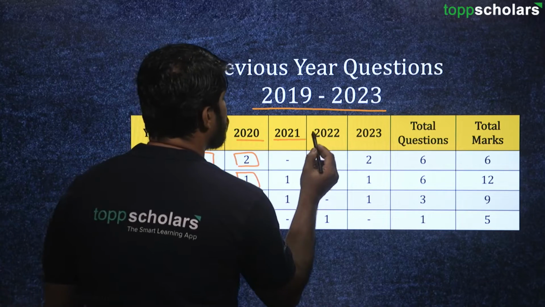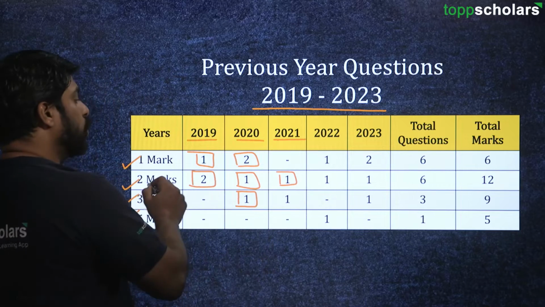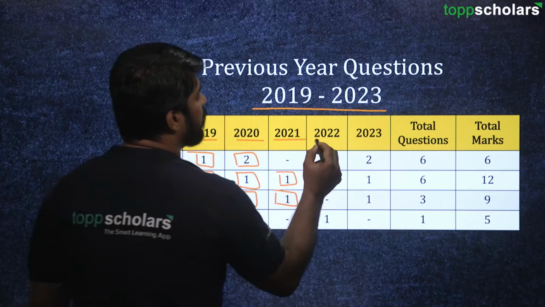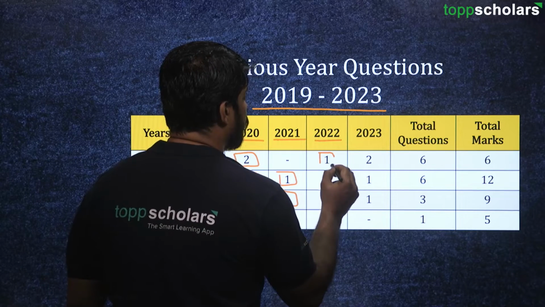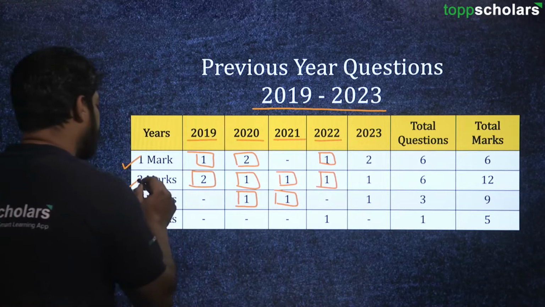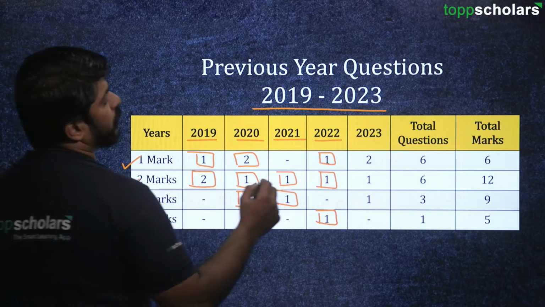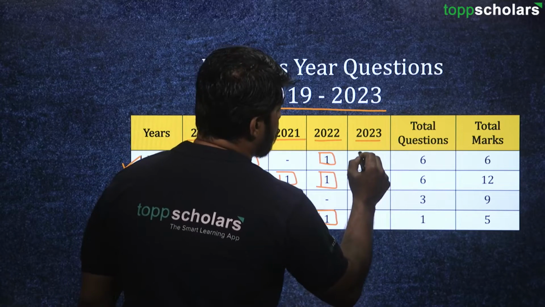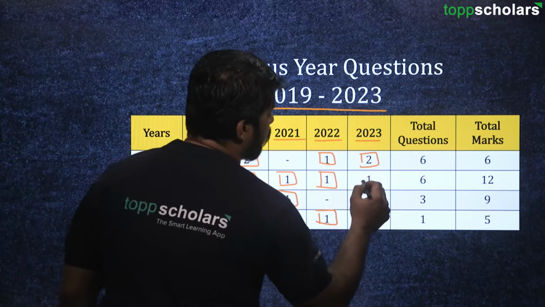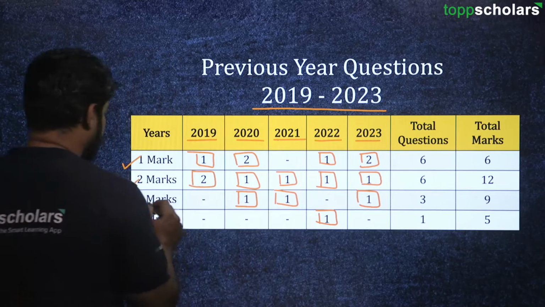Then in the year 2021, we have 1 question for 2 marks and 1 question for 3 marks. In the year 2022, we have got 1 question for 1 mark, 1 question for 2 marks and 1 question for 5 marks. Then in the last year, 2023, we have got 2 questions for 1 mark, 1 question for 2 marks and 1 question for 3 marks.